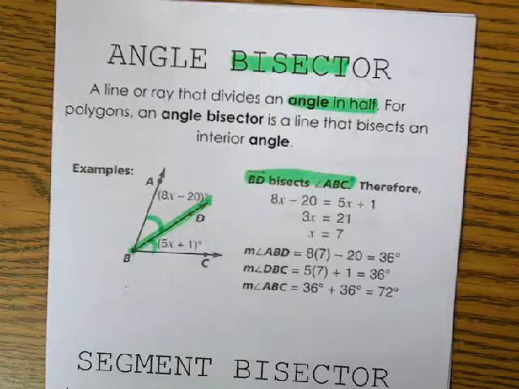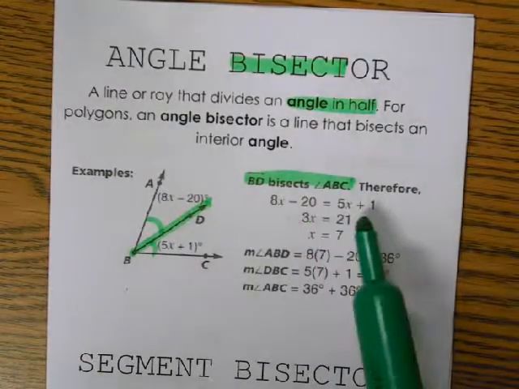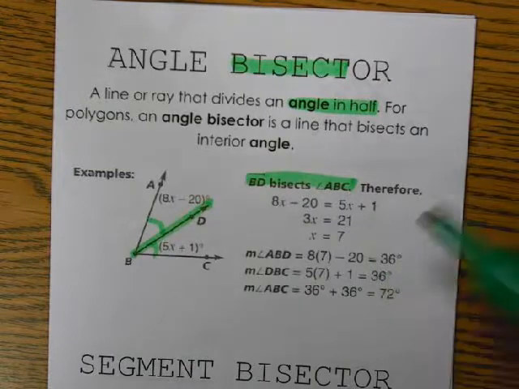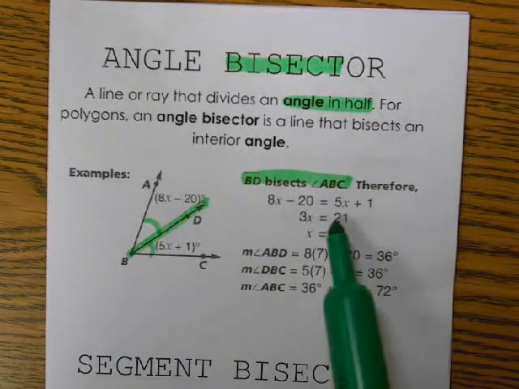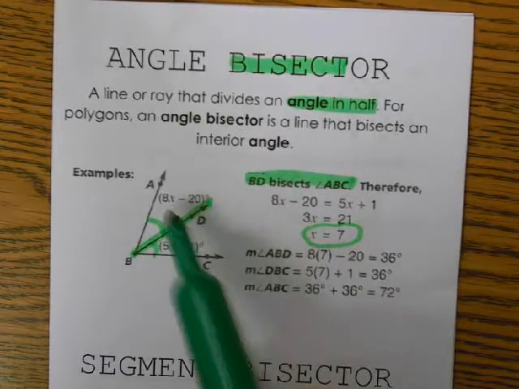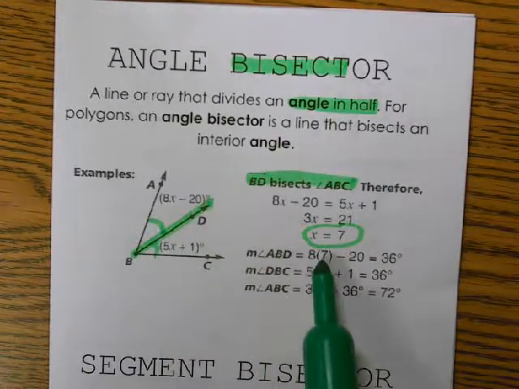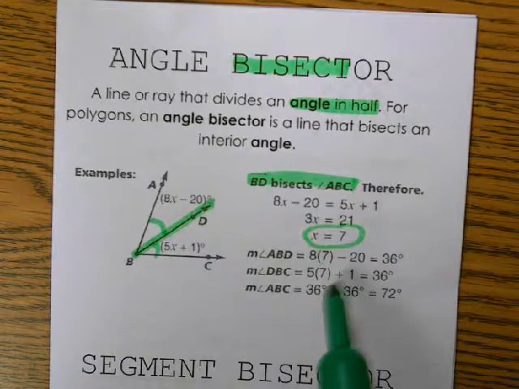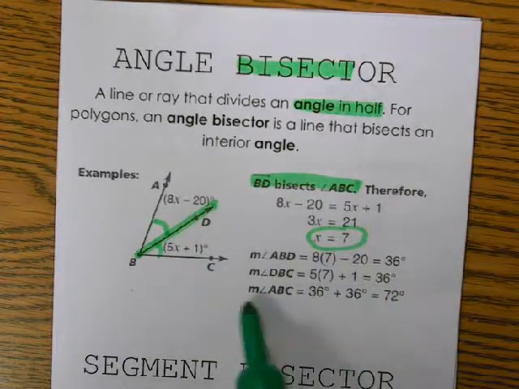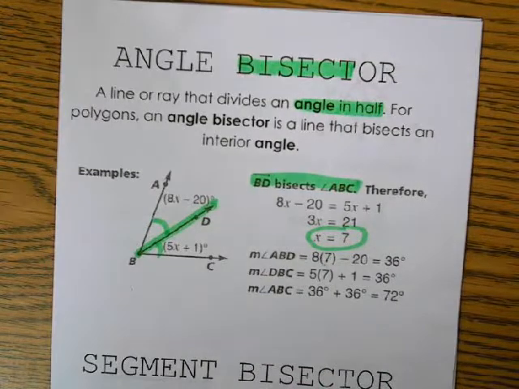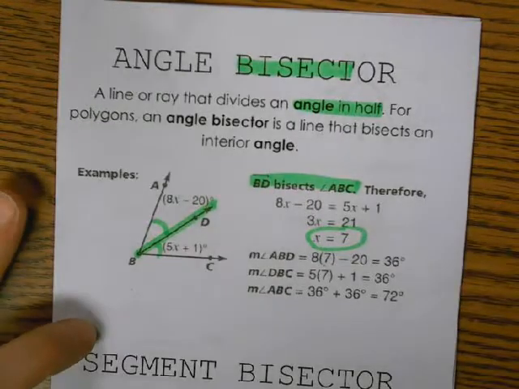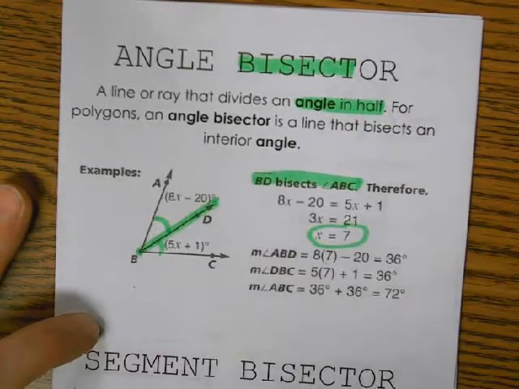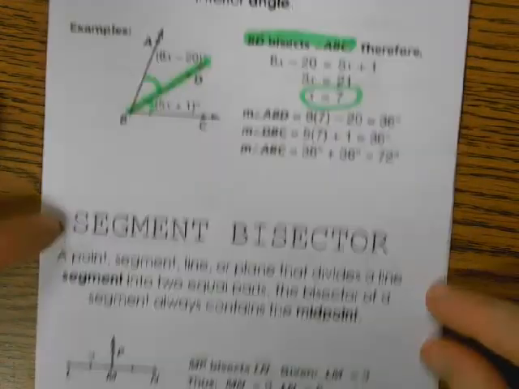Okay, so they set the two angles equal to each other, and then they solved it, and then it says the measure of angle ABD. So they said, okay, x is 7, so ABD was 8x minus 20, so they said 8 times 7 minus 20, and then for DBC, same thing, and then ABC, same thing. Sometimes it's going to ask you to find the actual angle, and sometimes it's going to ask you to find just x. So pay attention to what the directions are saying. In this case, it didn't ask you to do anything. I'm just showing you how it works.